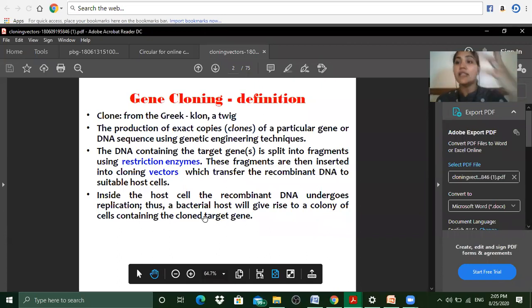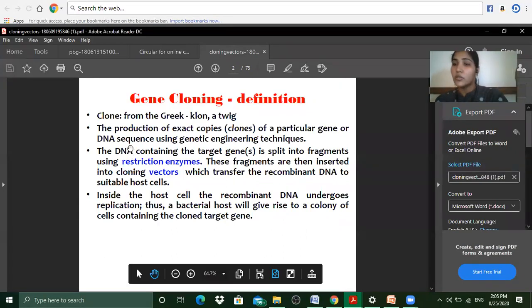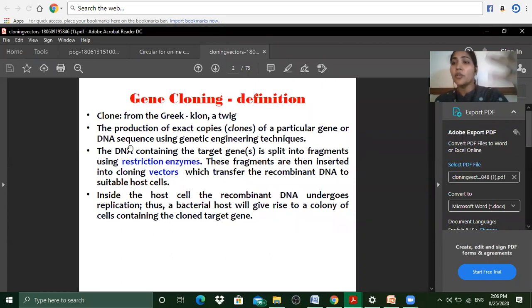Okay. So there are many things when we will be learning about vectors: how vectors should be, what the properties of the vectors are, and then when you are going to select a vector, basically when you are going to select a vehicle for adding our gene of interest, that is DNA of interest, in that particular vector or vehicle, how exactly that vector should be. That is the most important part in gene cloning, because depending on how you select your vector, you will be getting the copies of recombinant DNA.